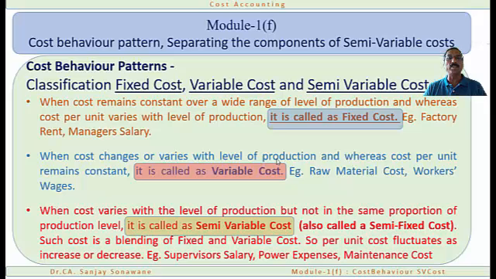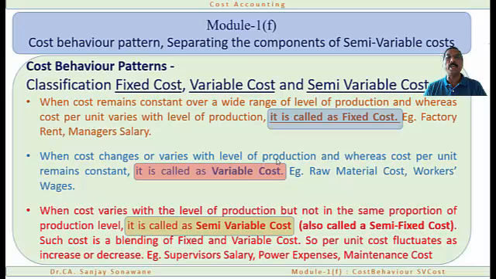When cost varies with the level of production but not in the same proportion of production level. So here the cost is changing with level of production. Higher the production, higher the cost. But exactly not in the same proportion. Means if the production is double, your total cost is not doubling. It may increase by say 60%. And sometimes if your production level is increased by let us say 10%, still the cost may remain same. So here the cost is changing, but sometimes it remains constant also, sometimes it changes.